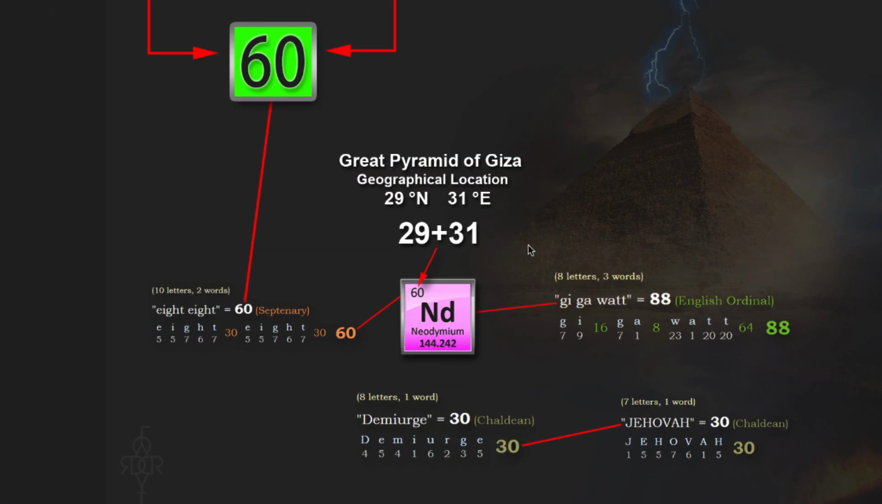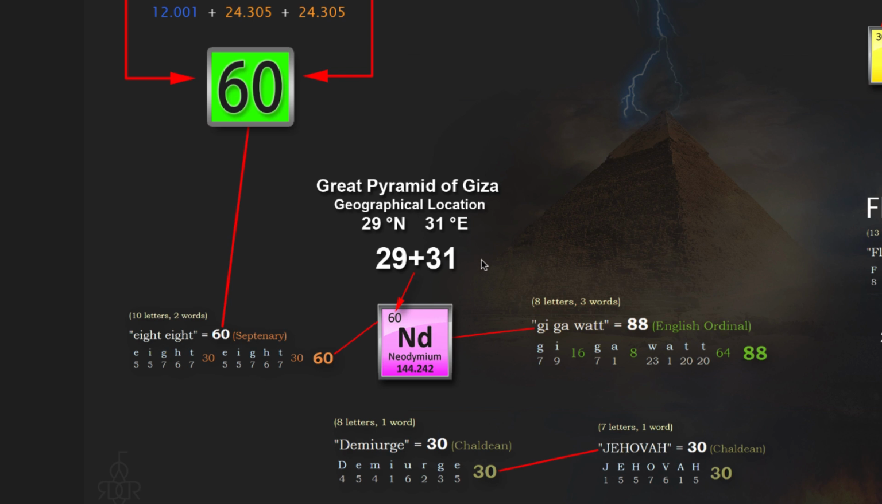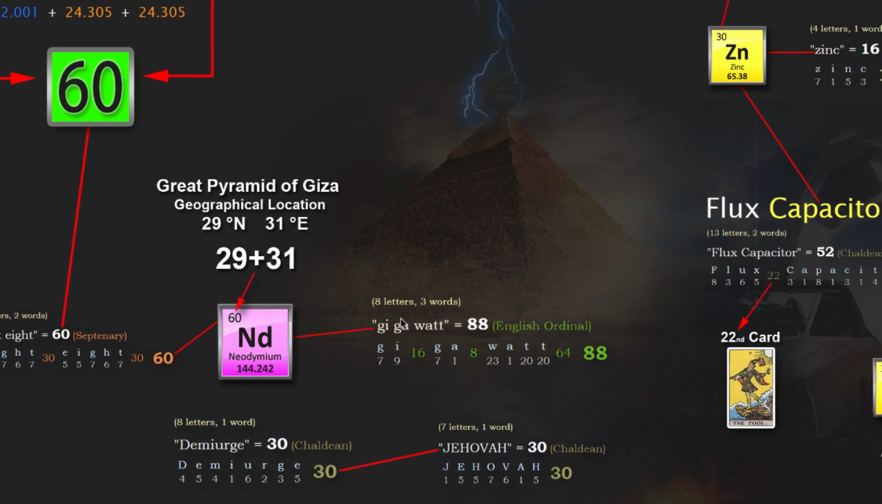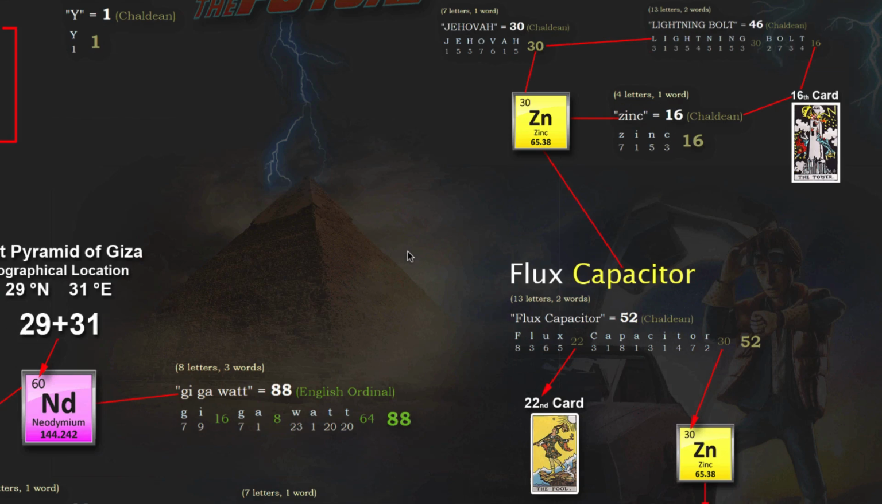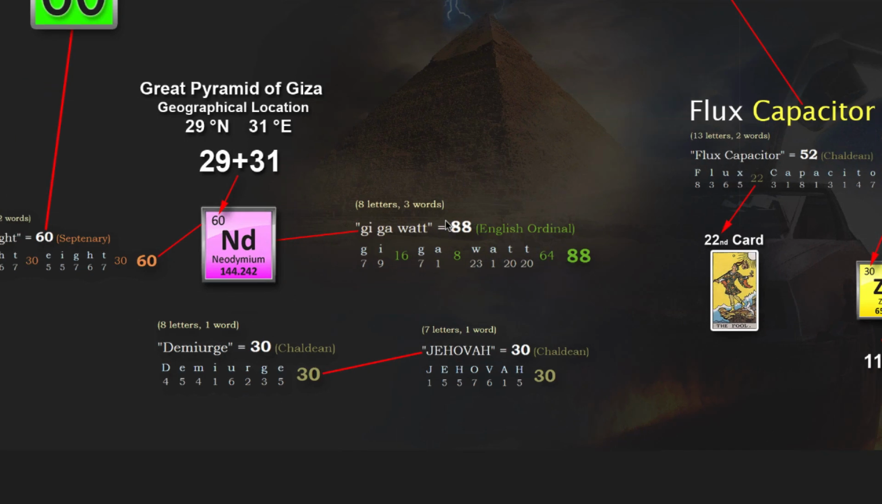So getting back to this: Great Pyramid of Giza, 7-Eleven, the base, 60, neodymium, and we link that up to gigawatt. We link that up to gigawatt because if you remember, Doc had to come up with a way to get Marty back to 1985, and he said a bolt of lightning is the only thing that can produce 1.21 gigawatts. A bolt of lightning. And gigawatt just so happens to equal the number 88 in the English ordinal system.